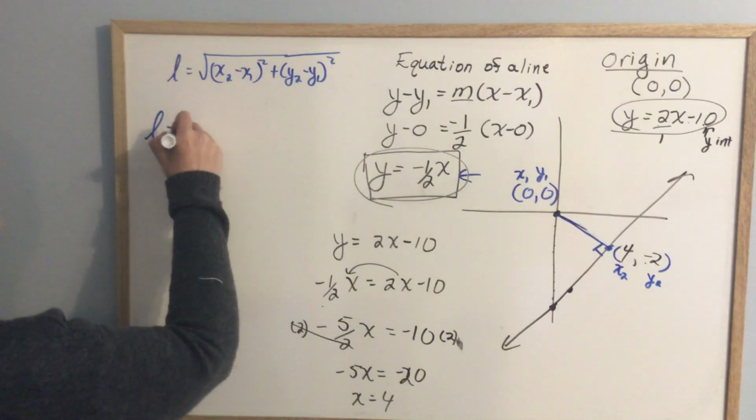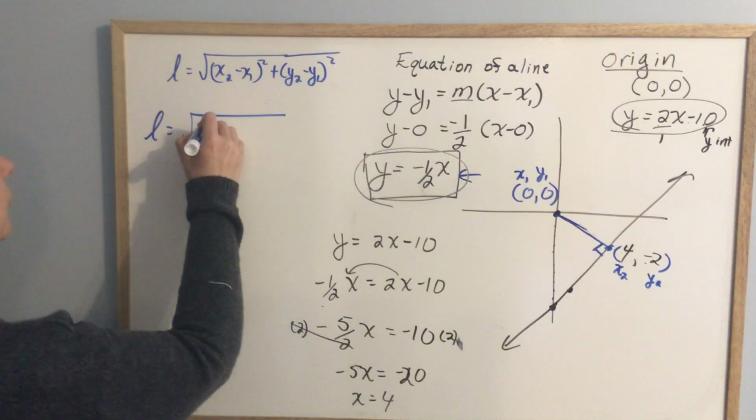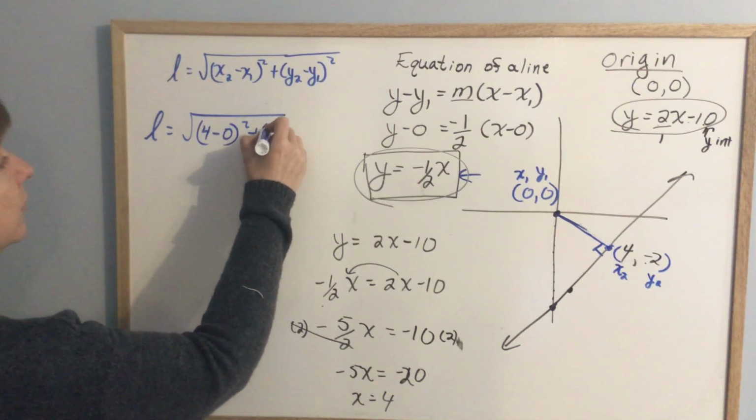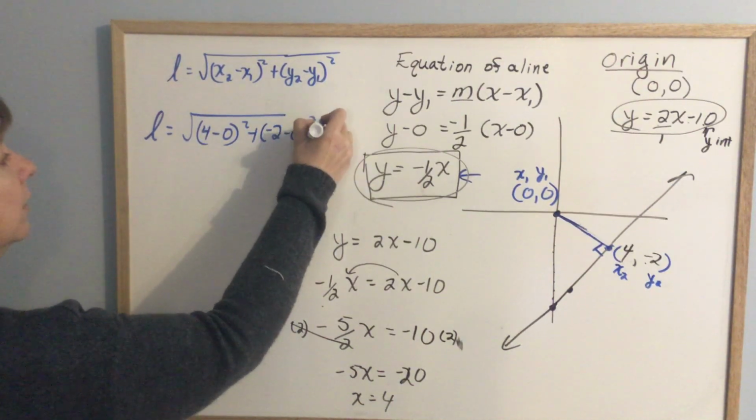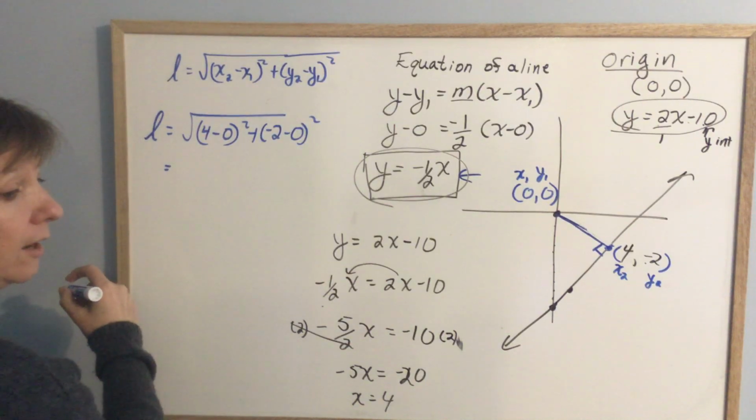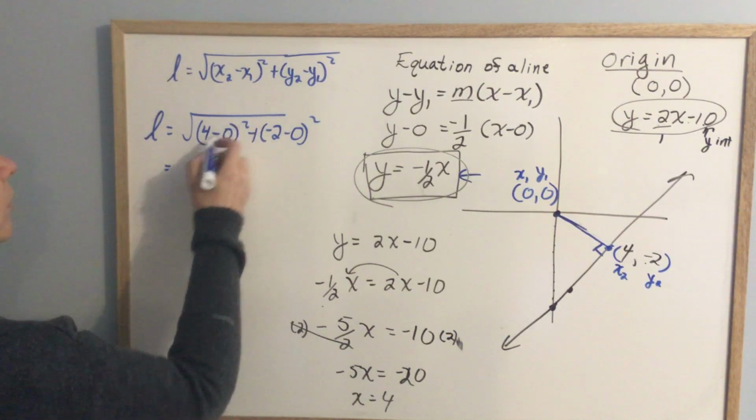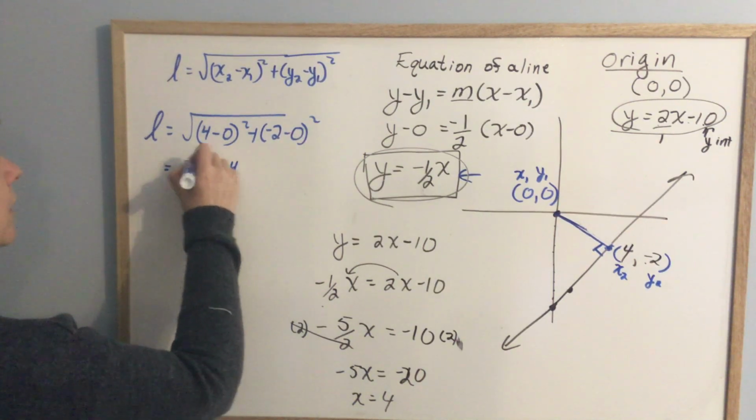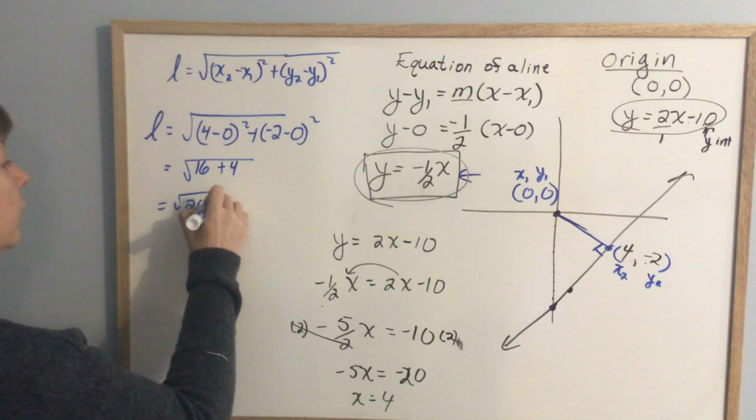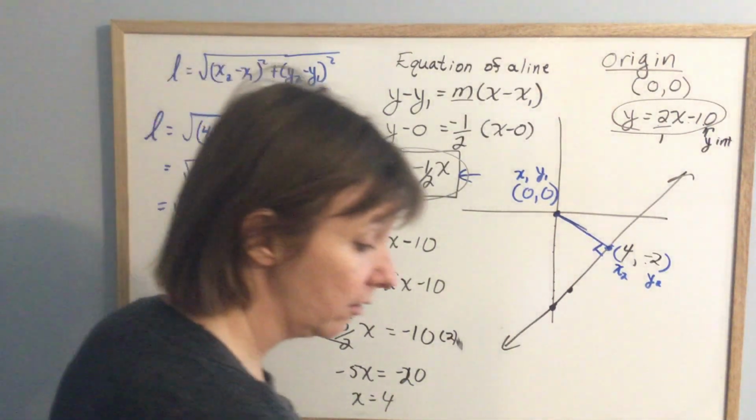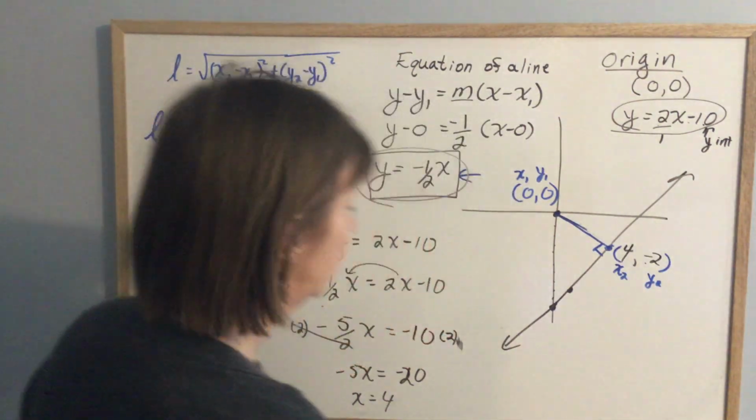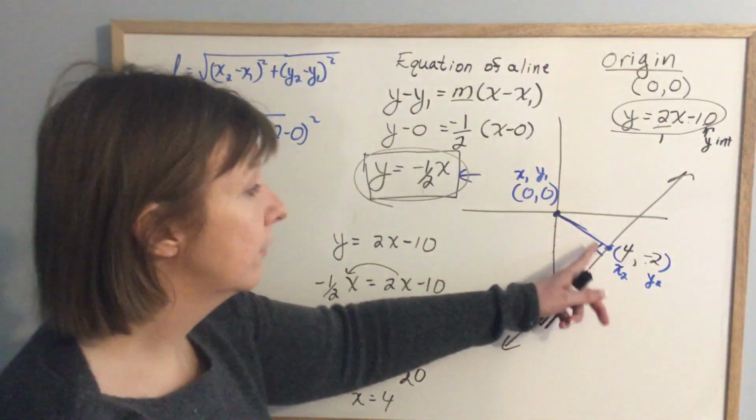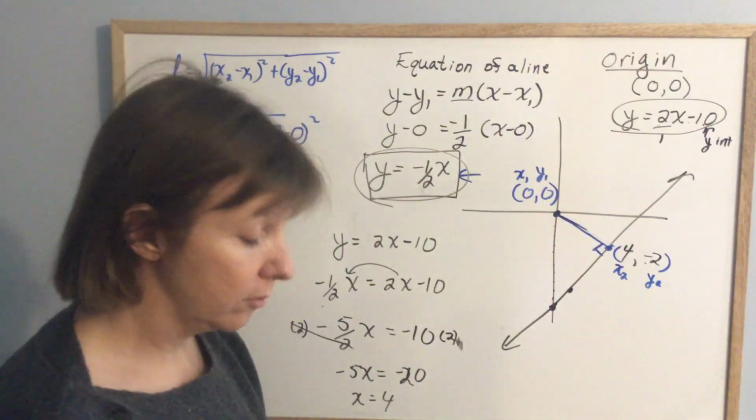So I can do my length of my line is the square root of x2 minus x1 squared plus y2 minus y1 squared. Which is 4 squared, which is 16. Negative 2 squared is 4. So this is the square root of 20. By the way, they said round the answer off to the nearest tenth, which it ends up being 4.5. So the length of this line is 4.5 units long.